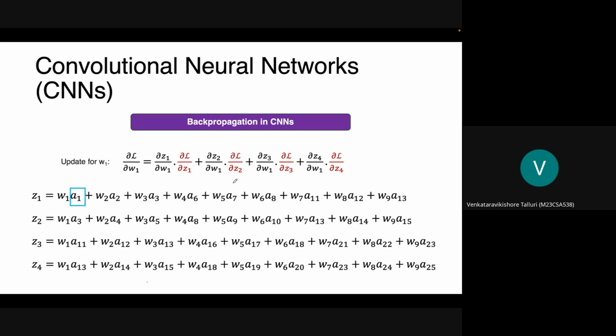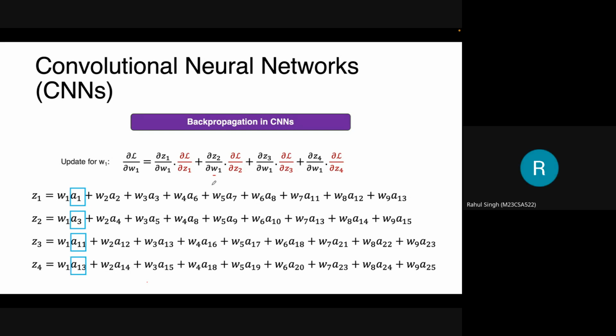A4. The multiplier of W1 will be left, otherwise the others will become 0. Yeah, with respect to W1. So you're still doing it with respect to W1. A3, no? A3. Very good. A1 plus A2 plus A3 plus A11. Yeah, dou Z3 by dou W1 is A11, and then dou Z4 by dou W1 is A13.